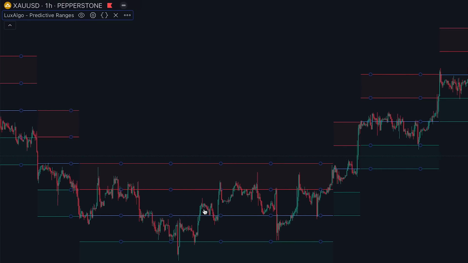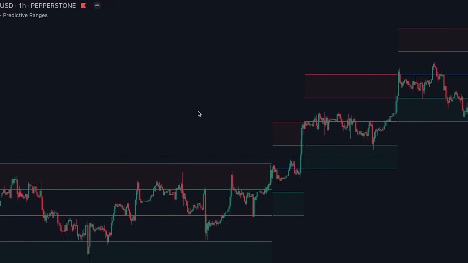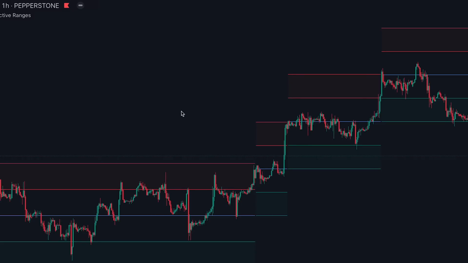This will give you more range opportunities. But if you like longer-term ranges, you might want to increase it. This would be good if you were generally busy and would like to spend less time on the chart.